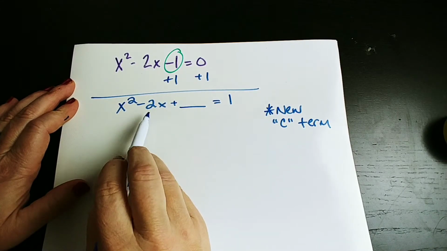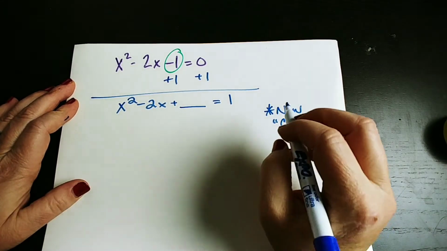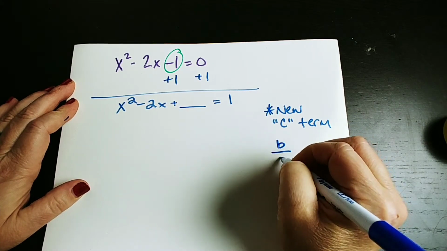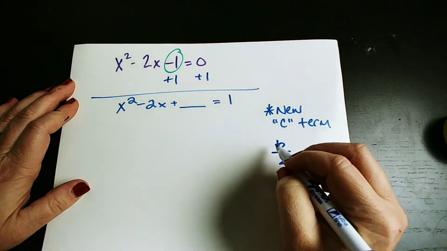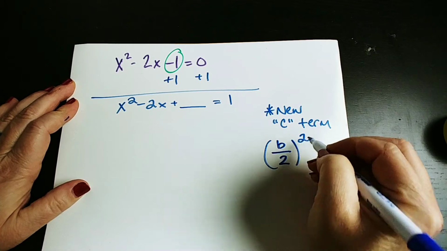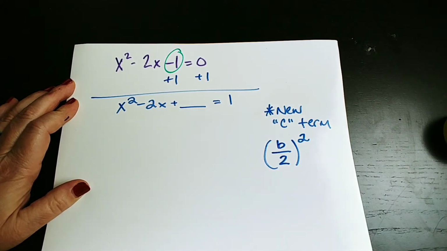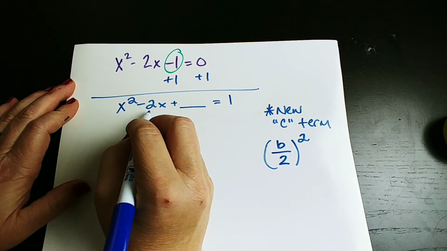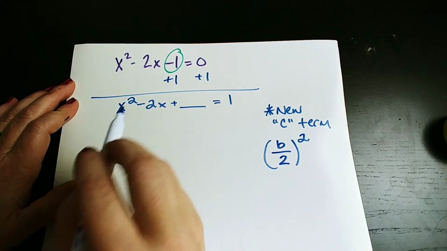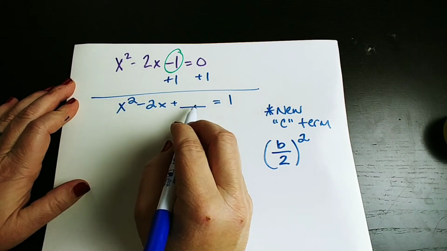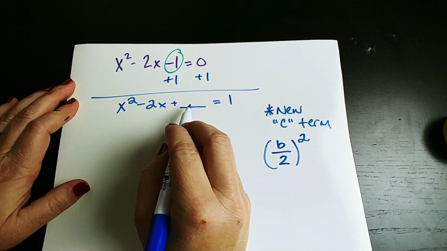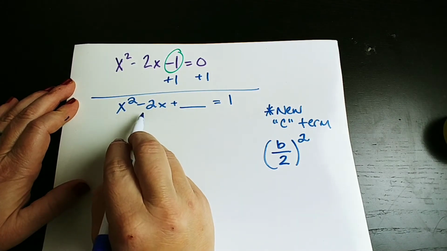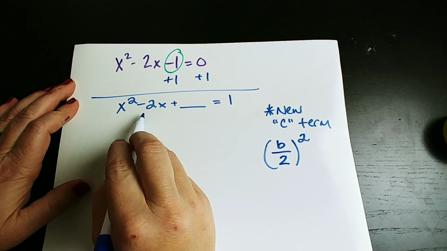So that means we're going to take this linear term, which is b, by the way, and we are going to divide it by 2, and we are going to square it and add it to both sides. Okay, so half of b, and now this is the one time in your life. I know b is negative 2, but remember, when we take half of it, we're going to square it. Anytime you square something, you get a positive.